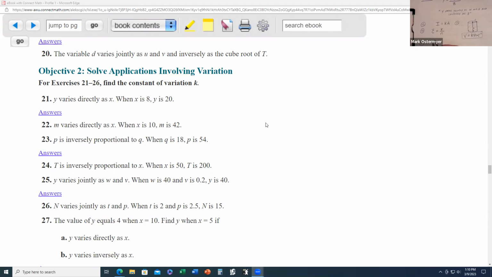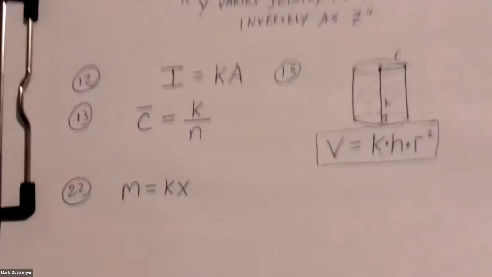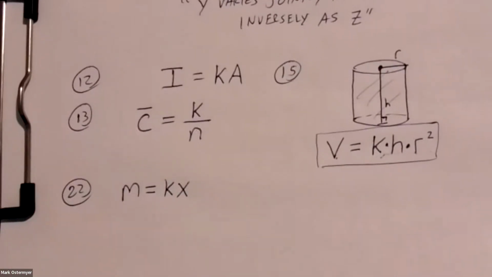First, we have to write the variation. So M varies directly as what? X. That suggests my equation would be M is equal to what? K times X. That is representing that M is directly proportional to X. Now, to find the variation constant K, we need data.